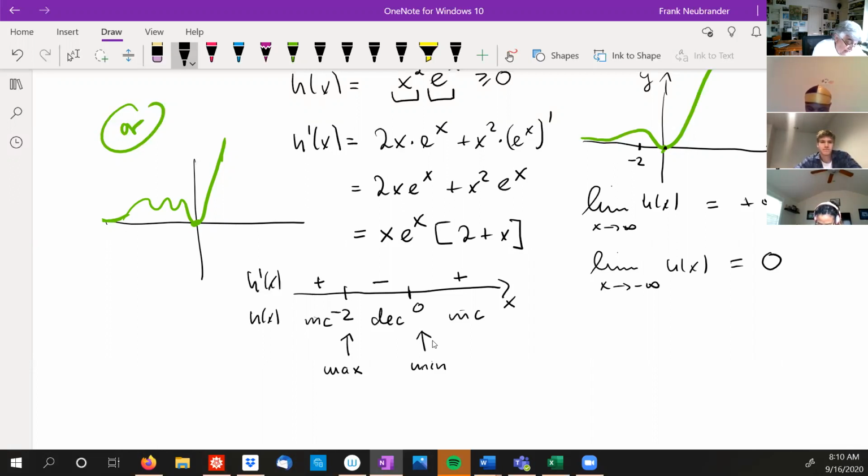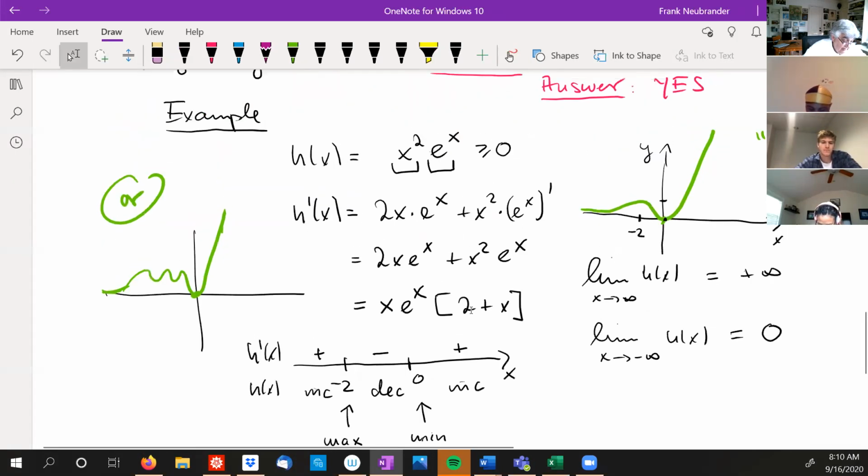And if you want to know the value at -2, now you take the -2 and plug it into your function. Then the value here is 4 times e to the -2, that is, -2 squared times e to the -2. So this is about 1/2 or something like this. So the maximum is at 1/2. The maximum occurs at -2, and that will be the shape of the graph.